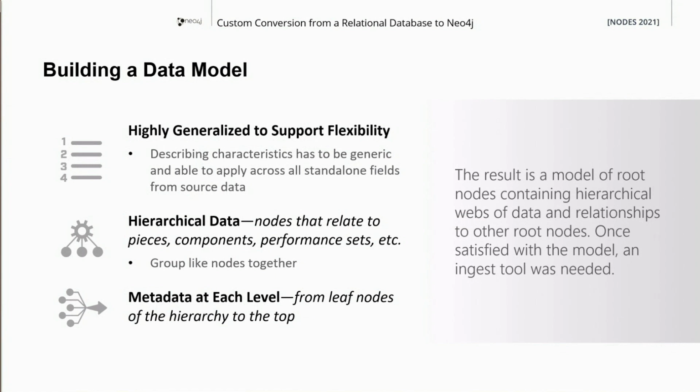The result of all of this has become a data model that could be characterized as a web of root nodes, each of those nodes containing a hierarchical web of data and attribute relationships, as well as relationships to other nodes. Once we were satisfied with the data model, we knew exactly where we were going from, we knew what we wanted to go to, but we needed to find an ETL tool to get us there.